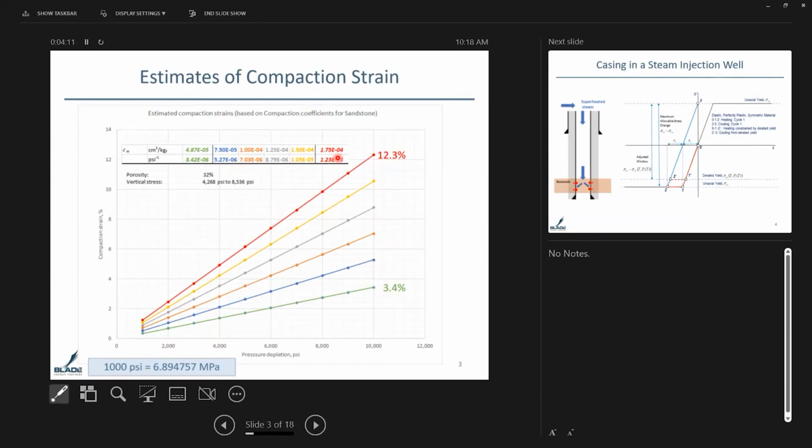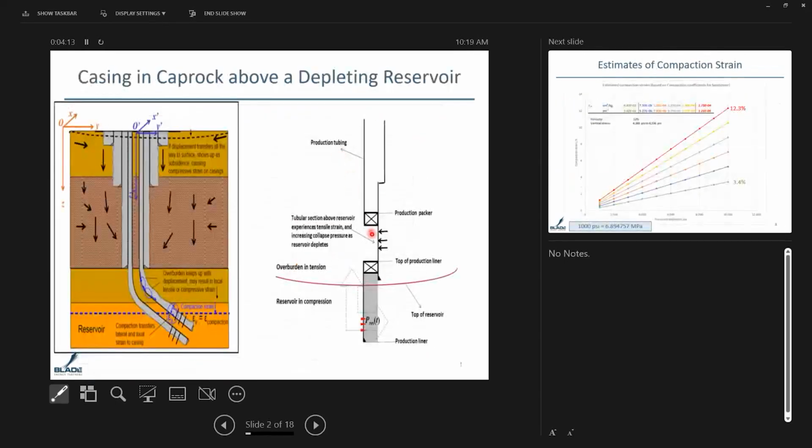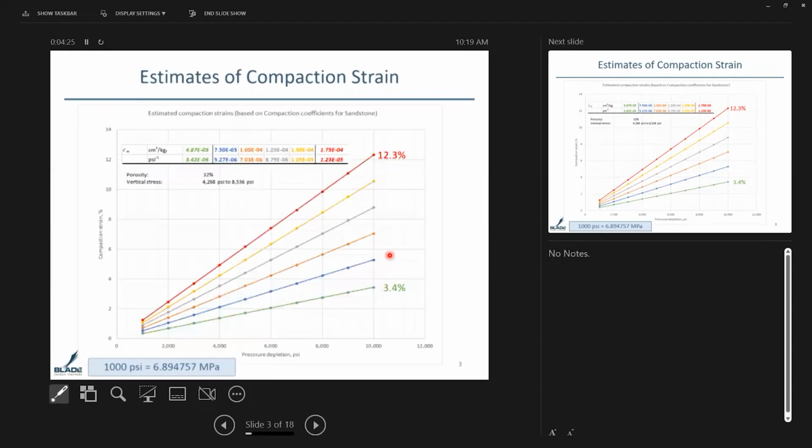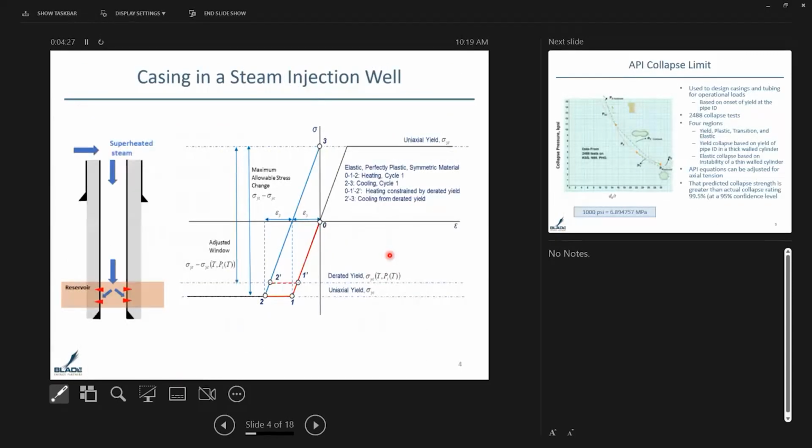So this is the compressive strain, and a part of this compressive strain is transferred entirely across the overburden all the way up to the wellhead. So you see at least a significant fraction of the strain imposed on the tubulars. So with this in mind, let's go to the other situation. And this happens a lot in geothermal and steam injection wells.